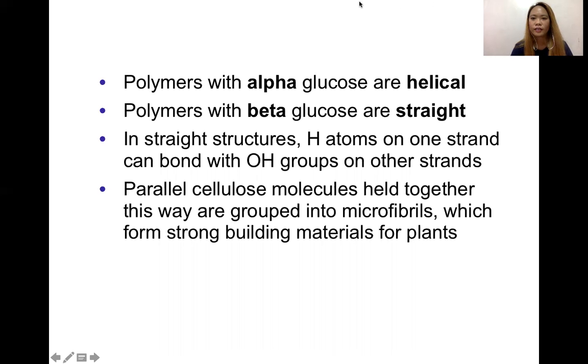Okay, so that's the end of my first class. In our second class, I will discuss the second biological molecule, which is all about protein.